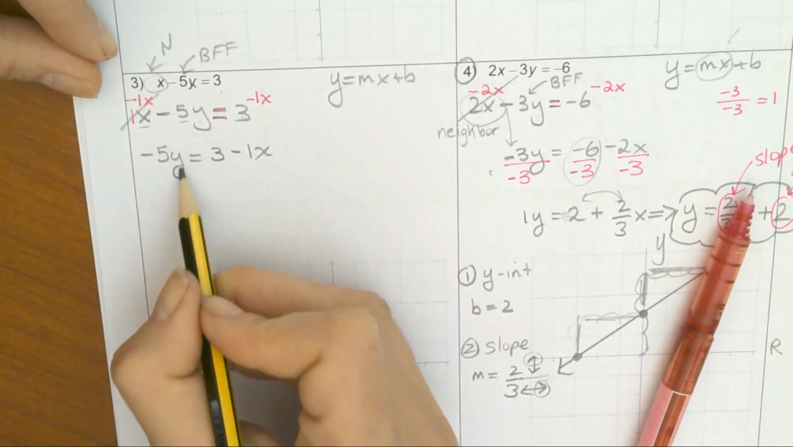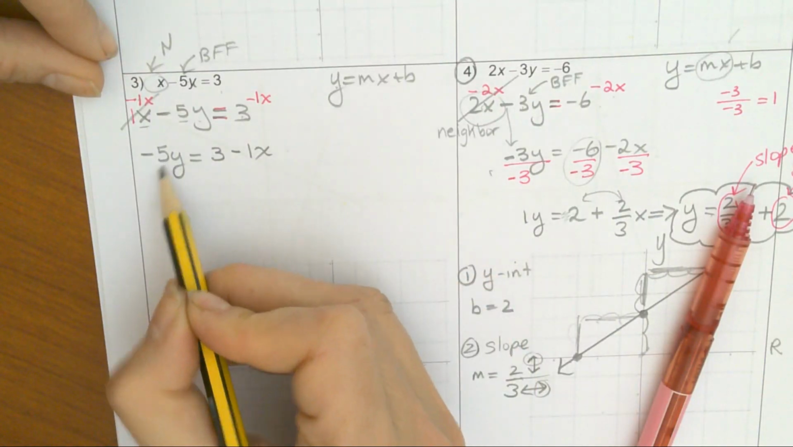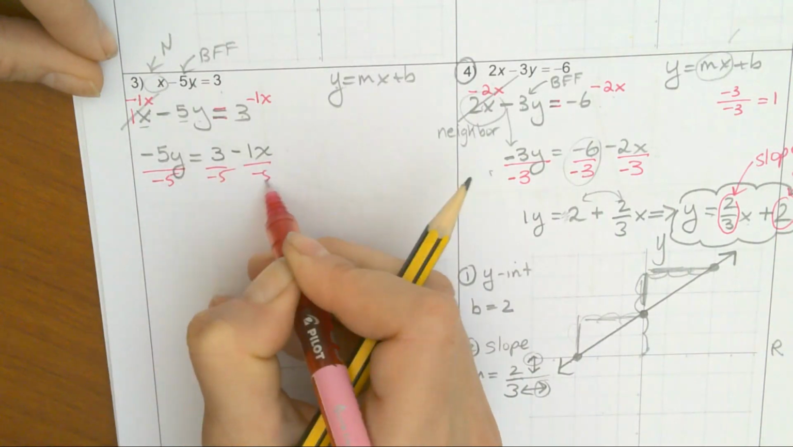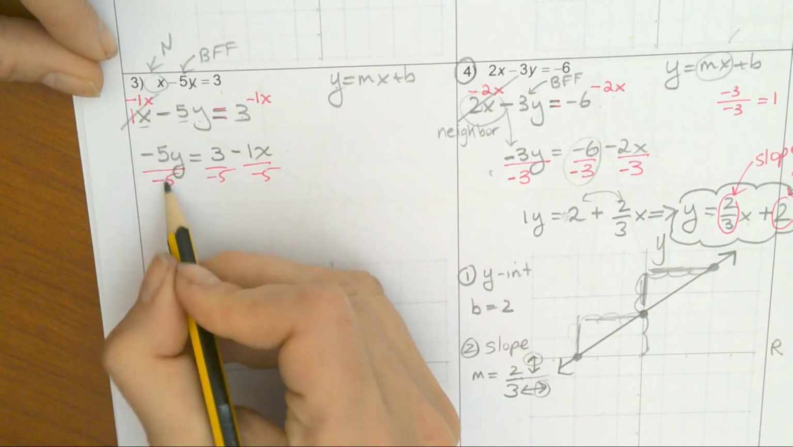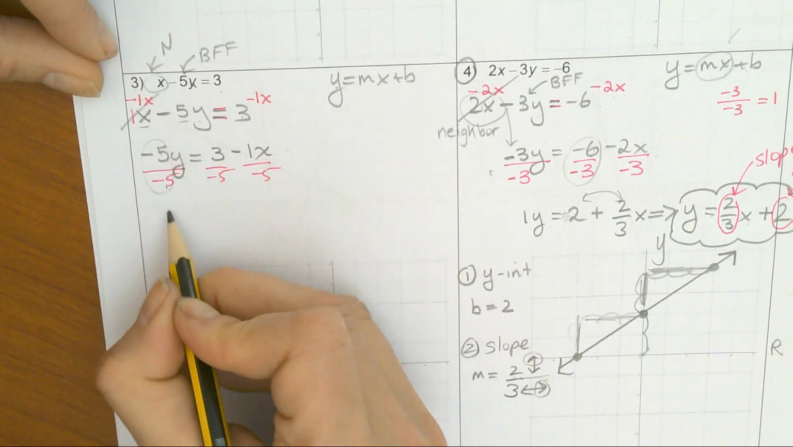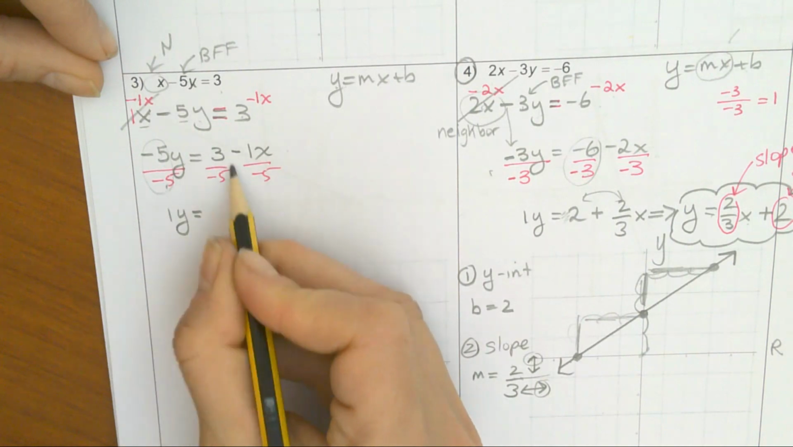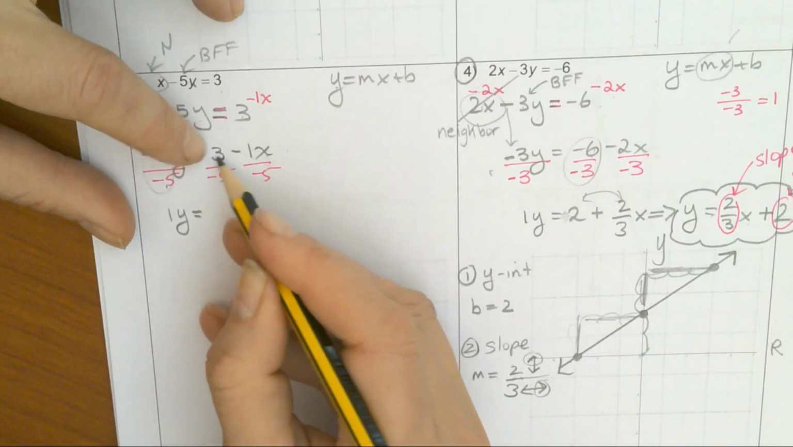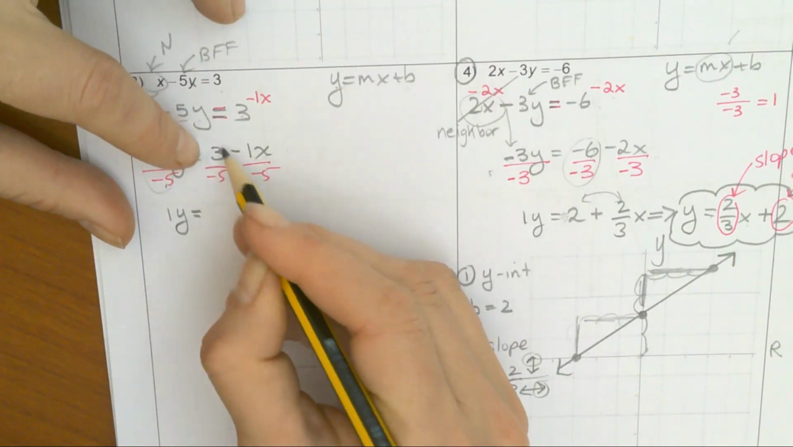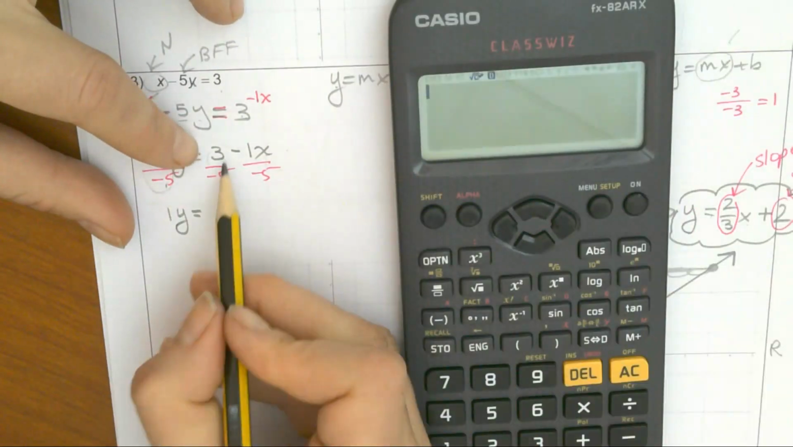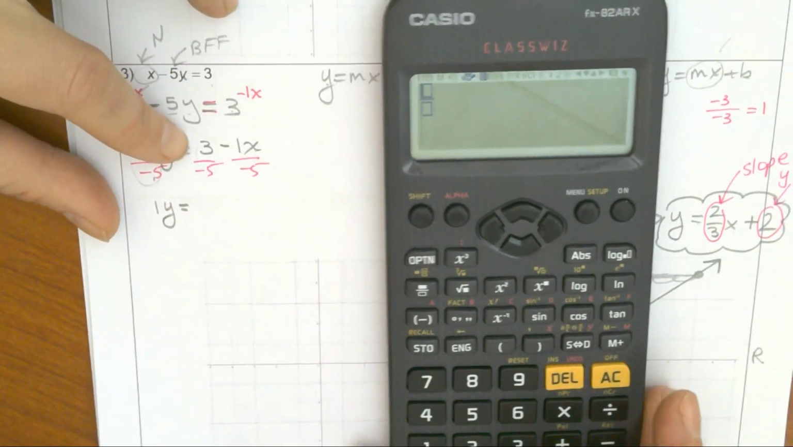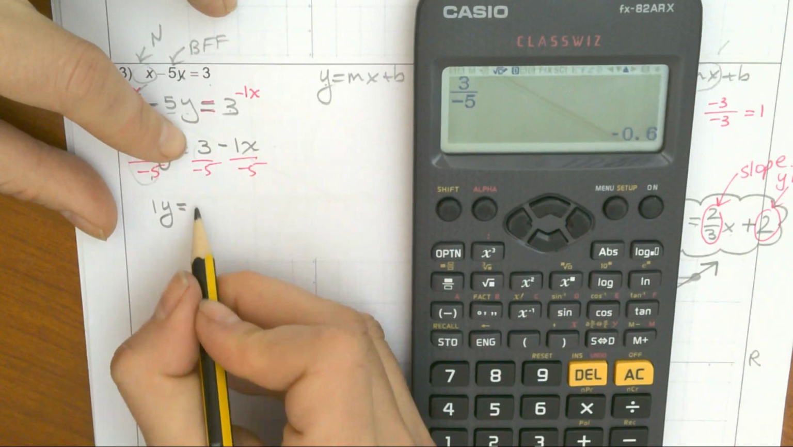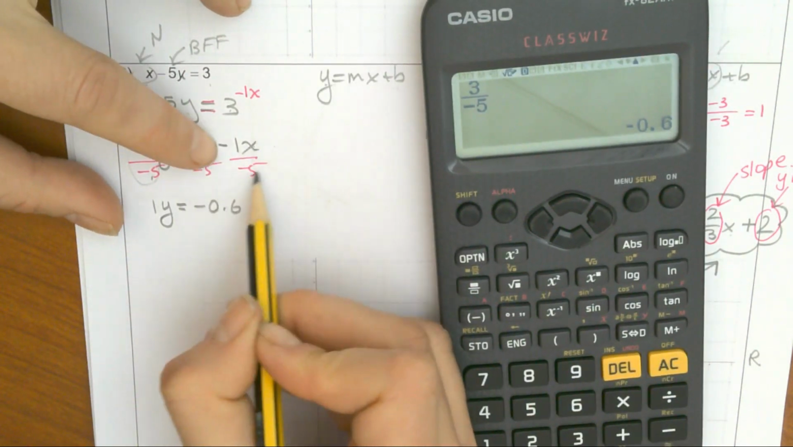Now y wants to be alone, so I have to get rid of the 5. So I have to divide by 5, divide by 5, divide by 5. Okay, what's 5 divided by 5? 1. So that's really 1y equals. This has the x, so this is the slope. This is not the slope, this is the y-intercept. And this you can write as a decimal. So I'm going to put this in my calculator. Can you see? 3 over negative 5. SD, negative 0.6.